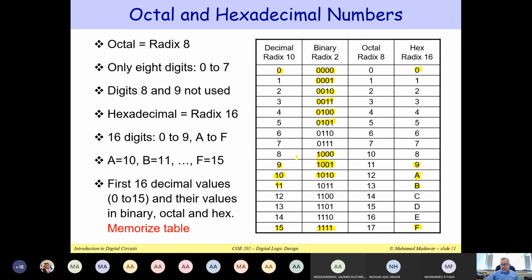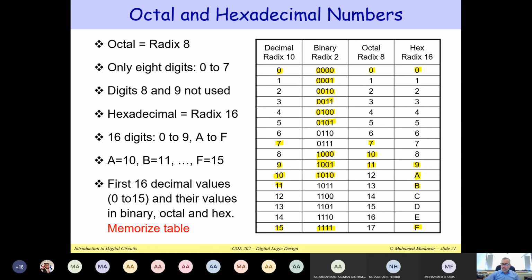Now, notice that in octal, we only have 8 digits from 0 to 7. So these are exactly the same 8 digits that exist in decimal. So we go from 0 to 7, but there is no digit which is 8. So 8 will be 10 in octal. This is not ten; this is 10 in octal. So 10 is 8 because this one is multiplied by 8.